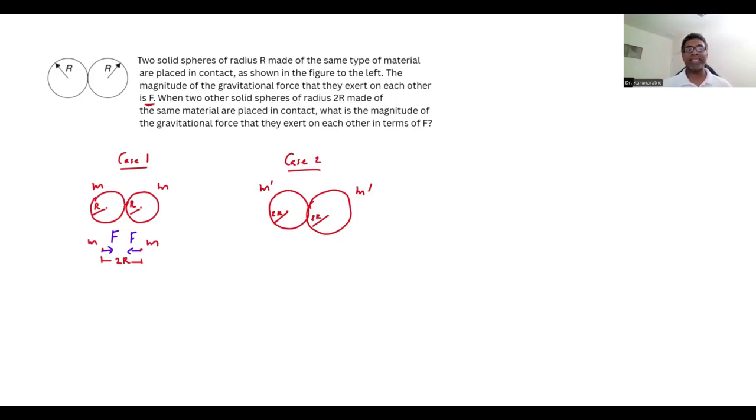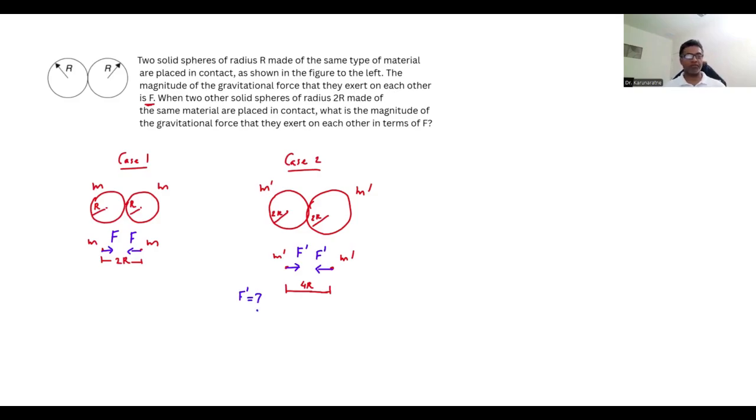Just like the previous one, the entire mass can be collapsed to the center of each of the spheres. So I have M prime and M prime. And then this separation is, you can see, 2R plus 2R, that is 4 times R. And then what is the new gravitational force between the two objects? That's what we need to find out in terms of F. So let's call this F prime. We don't know F prime. So the objective of this problem is to find what this F prime is.